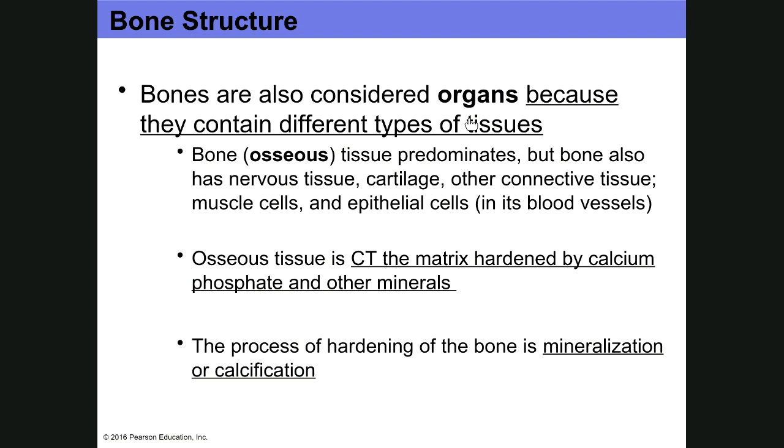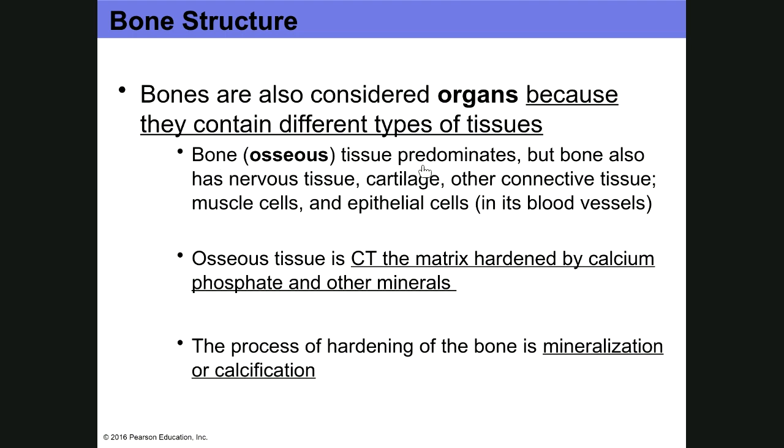And remember, that's just going to go back to our basic definition of what an organ is. It is going to be composed of many different types of tissues, multiple types. Okay, so in bone, the main tissue that we see is called osseous or bone tissue. Bone tissue is a tissue by itself.